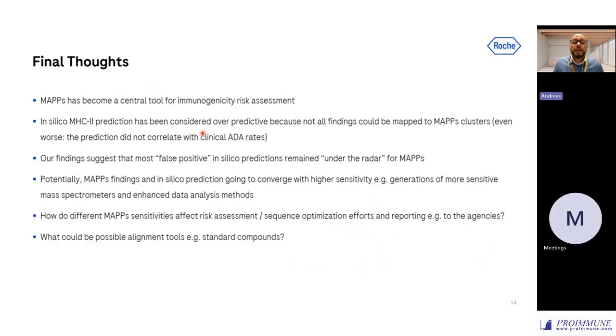Our findings suggest that, I didn't know what to put, I put, most false positives from the in silico predictions remained basically under the detection radar of the MAPS assay. But in the future, potentially MAPS findings and in silico predictions will converge if we get higher sensitivity of the machines, for example, more sensitive mass spectrometers and enhanced data analysis methods. So we had examples where we took the same data set with new software, analyzed it, and got new peaks, and those new peaks were also already predicted by in silico. So there's still quite some ground to cover there.